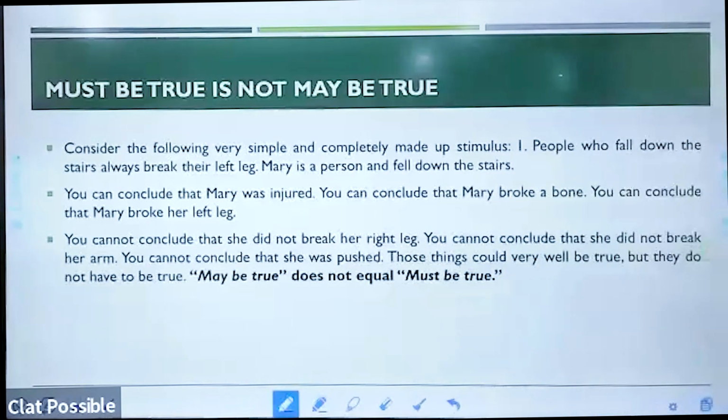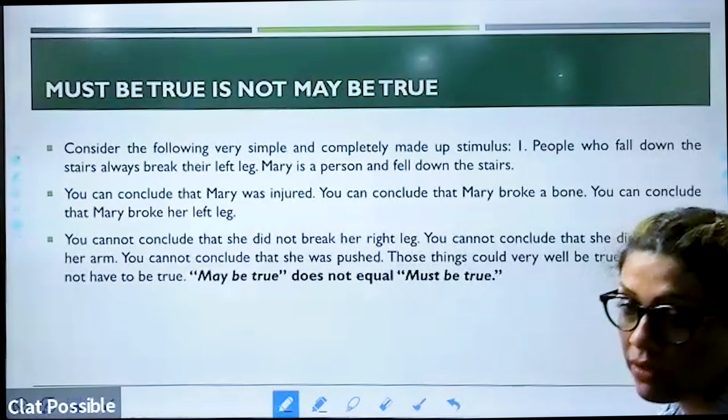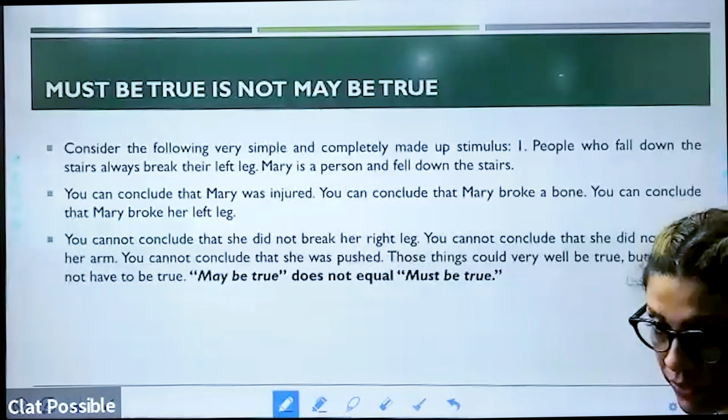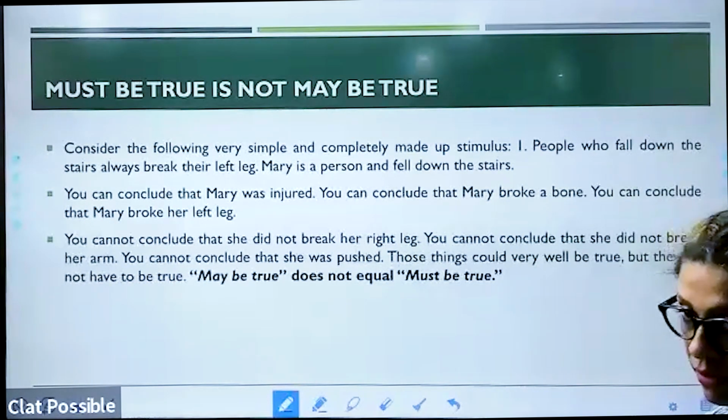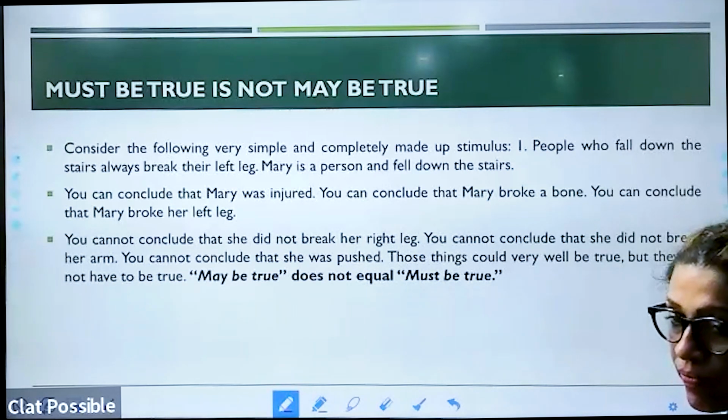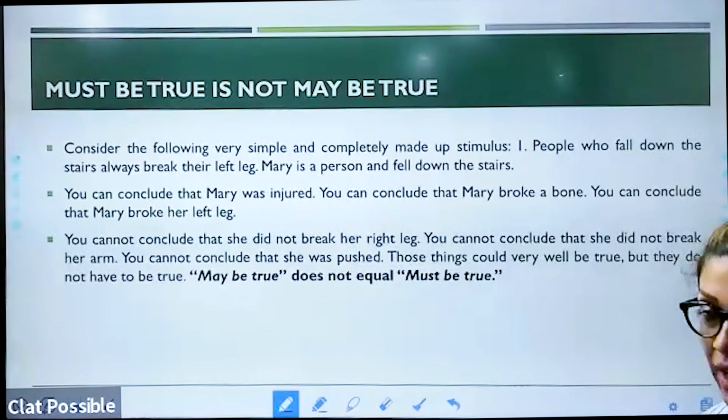And the final thing of which illegal negation is a part is must be true, may not be. Must be true is not may be true. For example, people who fall down the stairs always break their left leg is given to you as statement 1. Mary is a person and she fell down the stairs. What will be the conclusion? Mary broke her left leg. Would you agree, everyone? Is the conclusion correct?